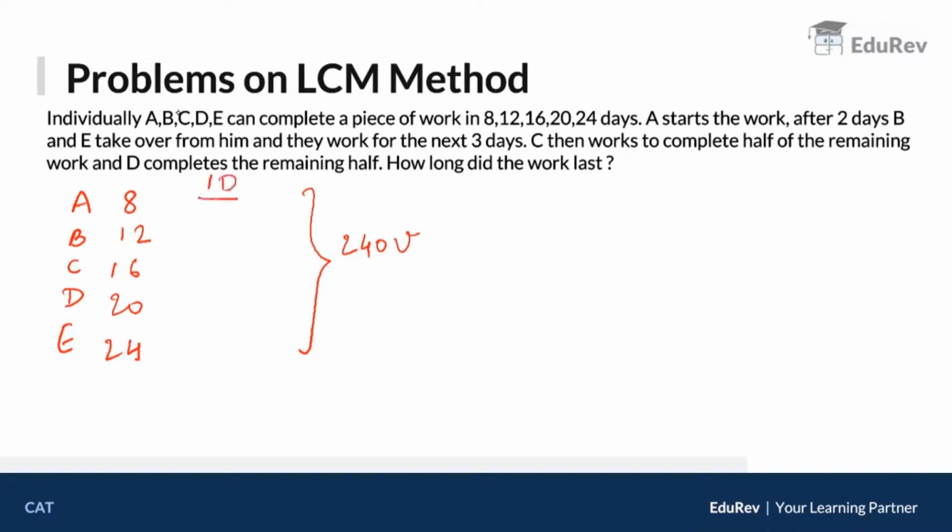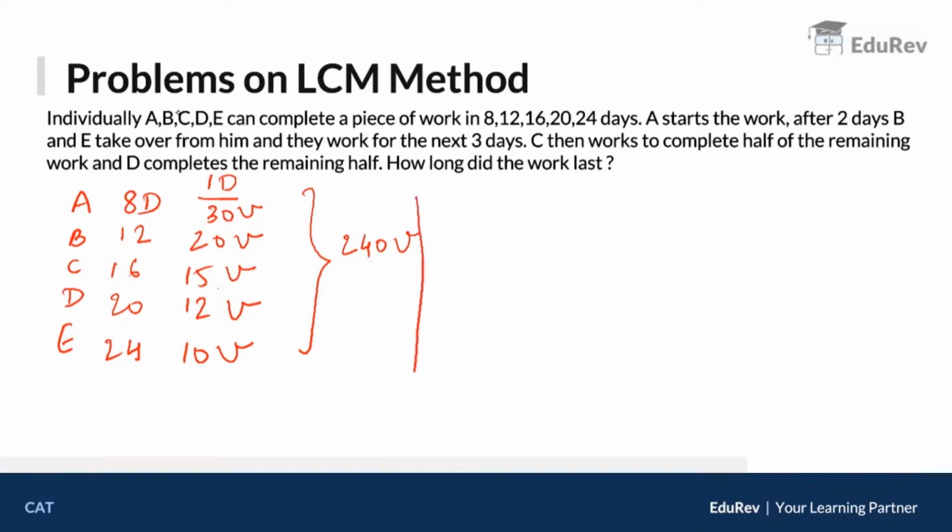In 1 day, how many units will A do? Because A takes 8 days, in 1 day A will do 240 upon 8, which is 30 units. B will do 20 units, since 12 twenties are 240. C will be doing 15 units because 16 into 15 is 240. D will be doing 12 units, and E will be doing 10 units. Okay, these are the individual units they can do in one day. We are not going to add them because they are not working together.